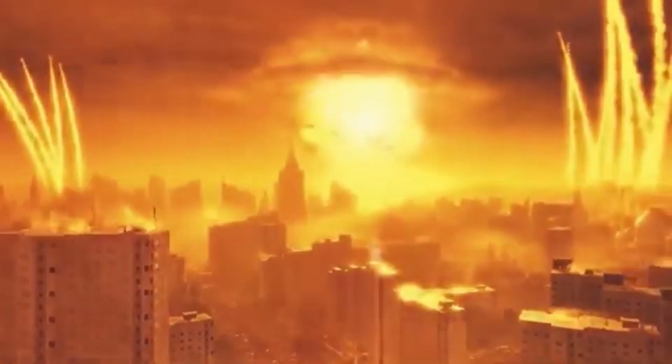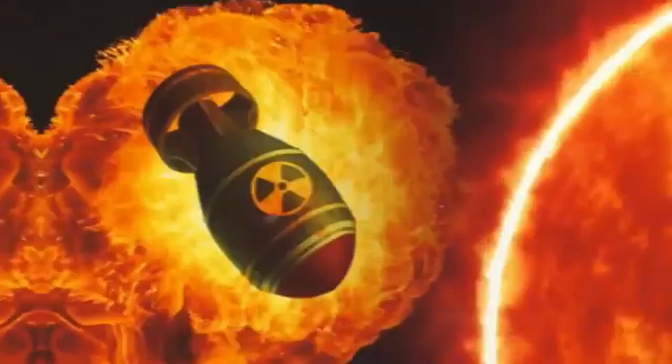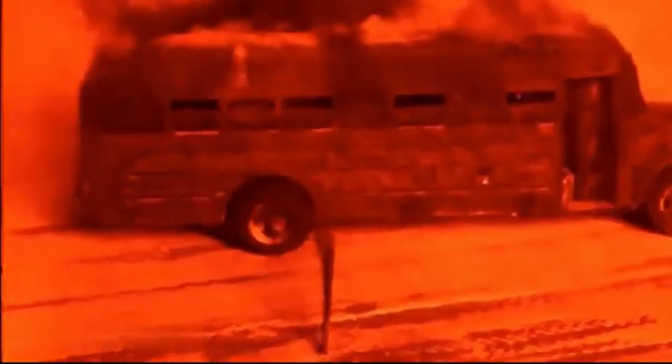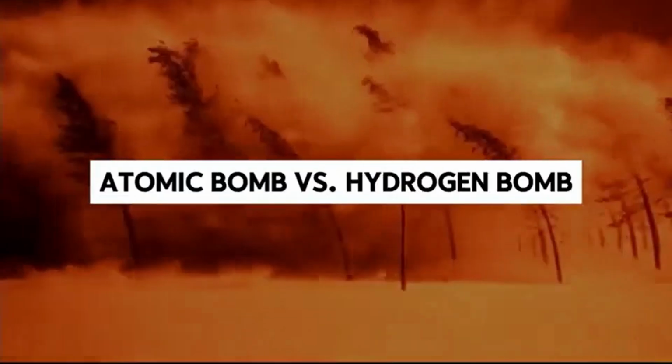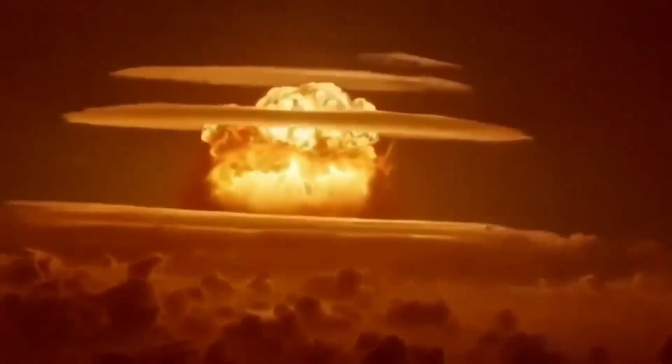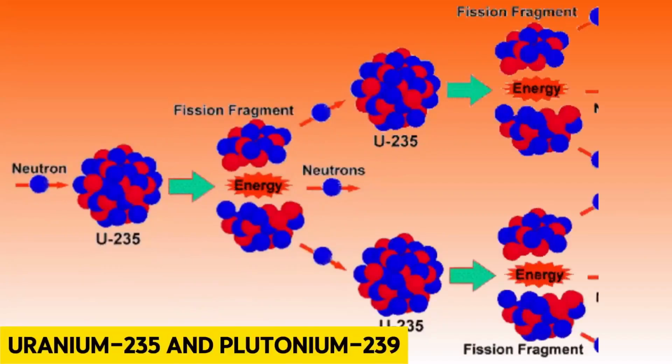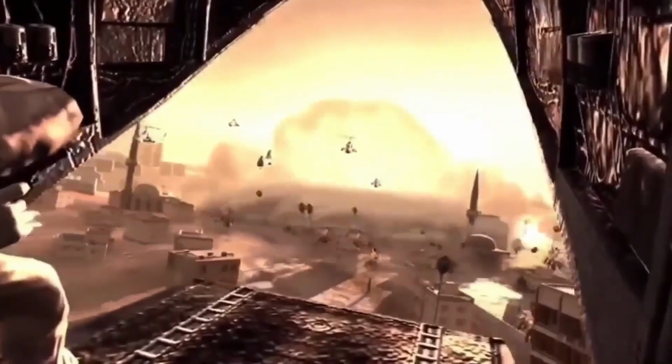The distinction between an atomic bomb and a hydrogen bomb lies in their fundamental design, the fuel used to create their explosions, and their destructive power. Understanding these differences is crucial to grasping the magnitude of their impact on both warfare and humanity. Destructive power: atomic bomb versus hydrogen bomb. An atomic bomb, also known as an A-bomb, derives its explosive force from nuclear fission, the splitting of atomic nuclei. The first atomic bombs, dropped on Hiroshima and Nagasaki during World War II, utilized fission reactions of uranium-235 and plutonium-239 isotopes to release devastating amounts of energy.